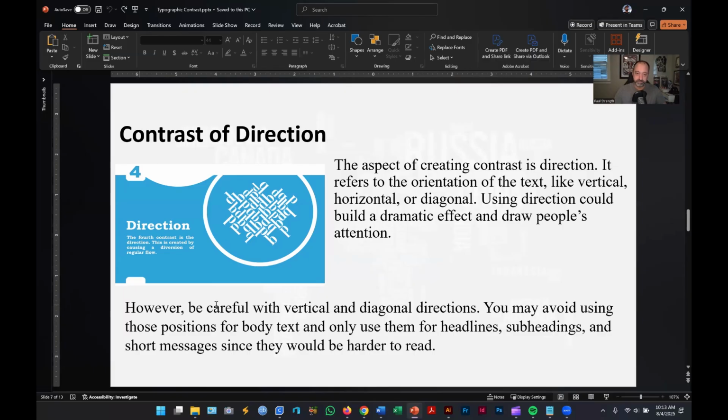However, be careful with the vertical and diagonal directions. You may avoid using these positions for body text like this. This is called a body text. This is a title. This is a body text. This is a header. This is body text. And only use them for headlines, subheadings, and short messages since they would be harder to read.